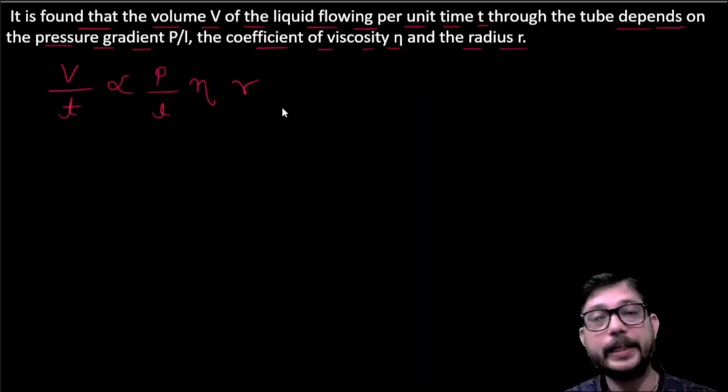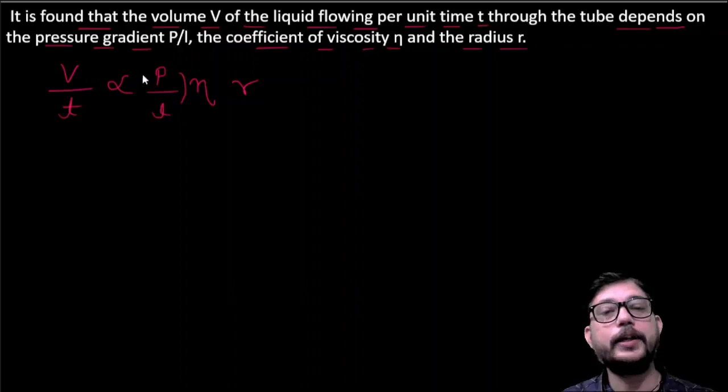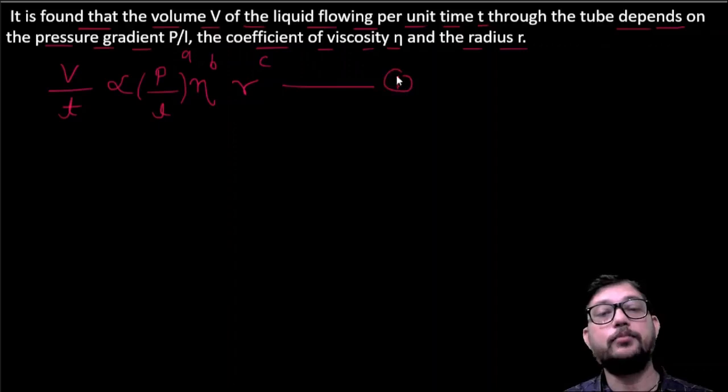So how can we calculate it? Let's get started. Firstly, this is your first quantity, so let the power be A. This is your second quantity, so let the power be B. Third quantity, let the power be C. And this is your equation number one.